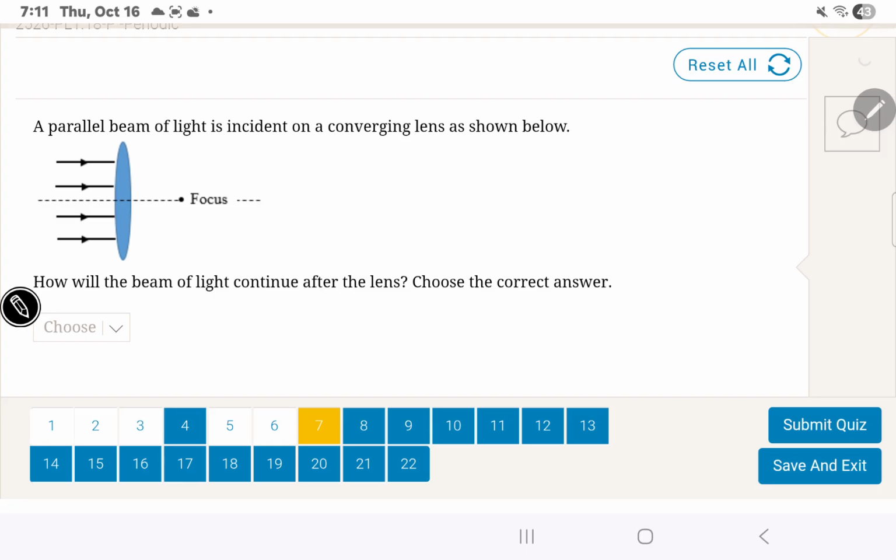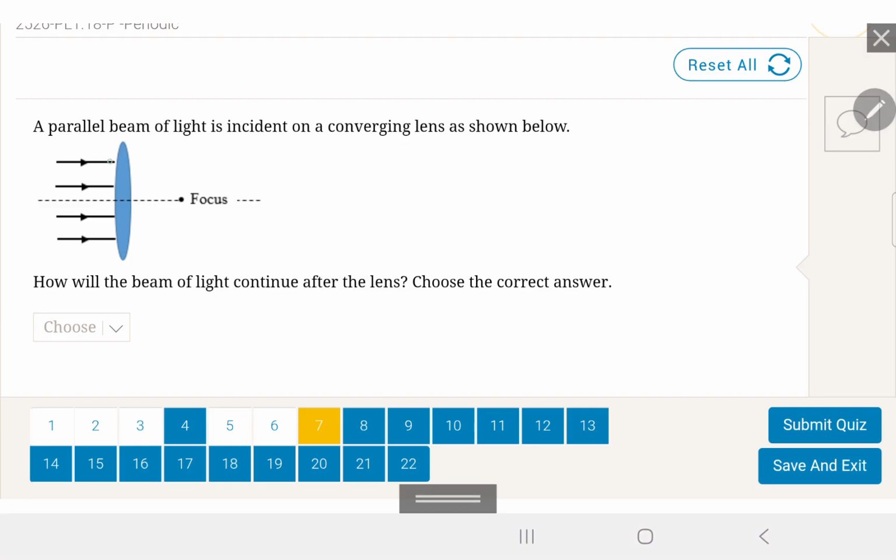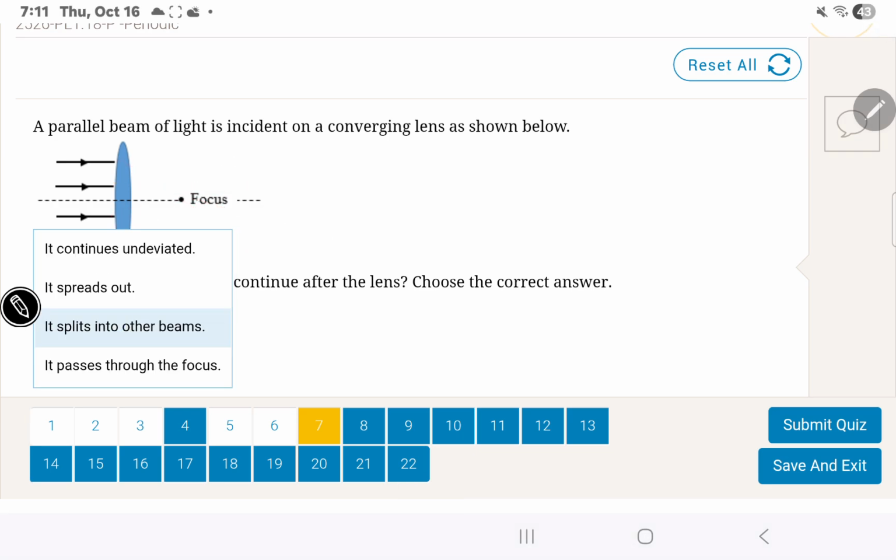Number 7. A parallel beam of light is incident on a converging lens as shown. How will the beam light continue after the lens? So here all the rays that are parallel will refract through the focus. So this will refract through the focus. This will refract through the focus. This one same thing. And this one same thing. So here you have to choose it passes through the focus.